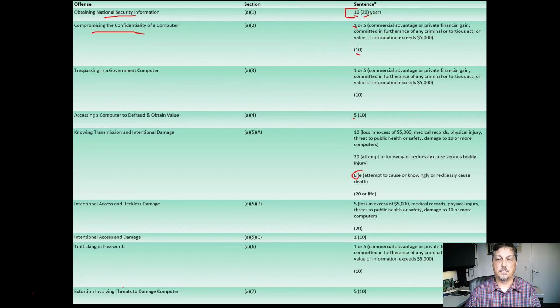The most serious one is knowing transmission of a code, virus, something else like that, with intent to cause damage, where there is an attempt to cause, or knowingly or recklessly cause, death. Now you might think that seems kind of far-fetched, but we will be talking about things like attacks on water supplies, things like attacks on pipelines that might be cyber attacks, but that might have effects that actually could cause people to become ill or die, and that's a potentially very high offense. So all of these potentially carry some jail time.